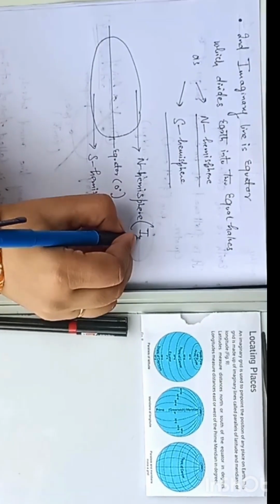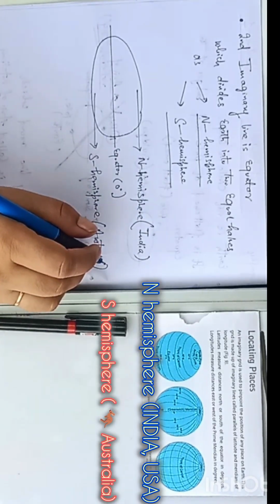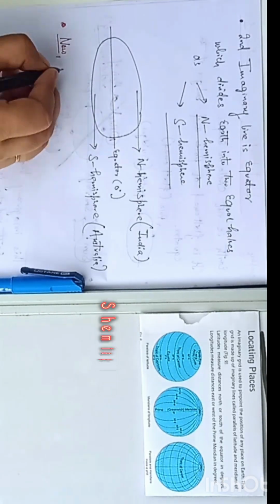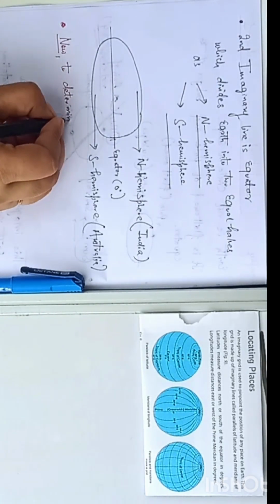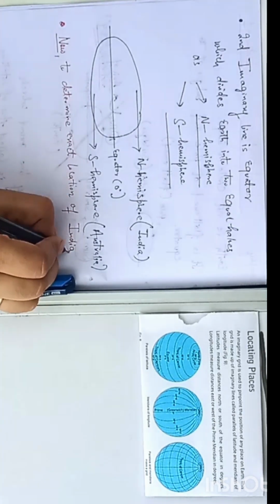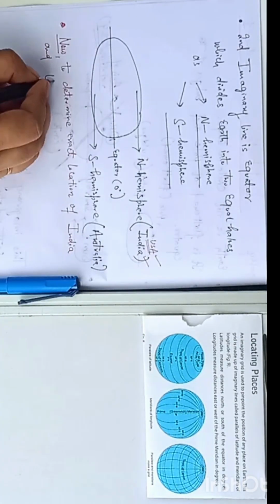Right? So you can see it from the diagram that we divide the earth into two equal parts by the imaginary line called equator at 0 degree, which divides earth into two equal parts as northern hemisphere and southern hemisphere. Northern hemisphere में we have India and southern hemisphere में we have Australia.